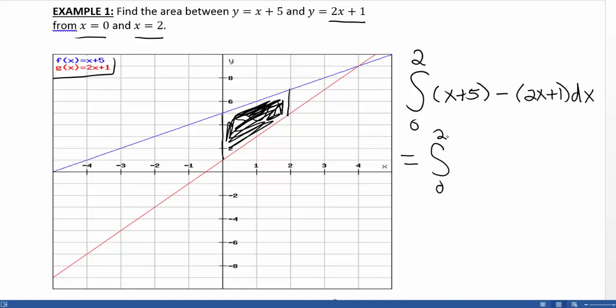So if I simplify, I have an x and a minus 2x. So that's a minus 1x. And then I have a 5 minus 1, which is going to give me 4. So the simplified version, if you'd prefer to use that, is negative x plus 4.